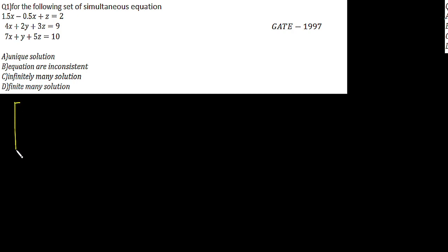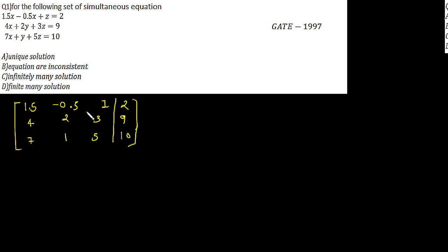So what we are getting here is 1, 5, minus 0.5, and here we have 1. Now here we have to write the right hand side, which is 2. Now in the second equation we have 4, 2, 3 and 9. Now on the last one 7, 1, 5 and here we have 10.